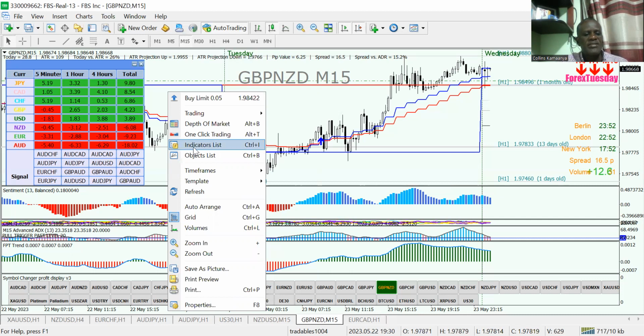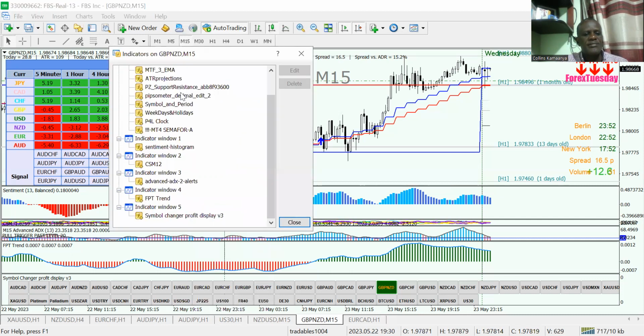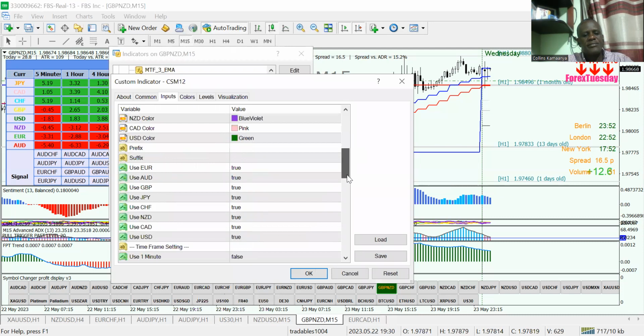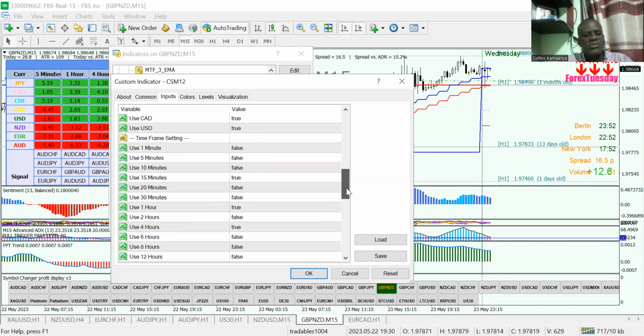If I open the currency meter, this is a selection. You set all this to true if you want them to appear. Then also choose which columns you want to display. So for my recording, I'm using 15-minute. I'm setting it to true, then 1 hour to true, and then 4 hour to true.